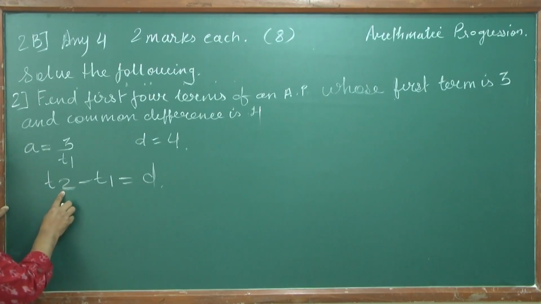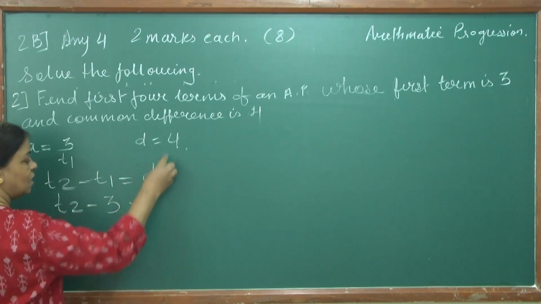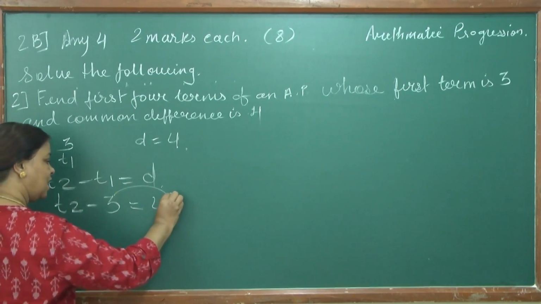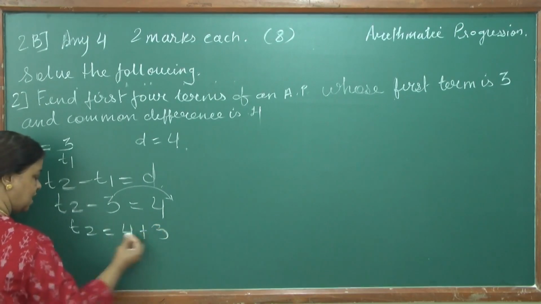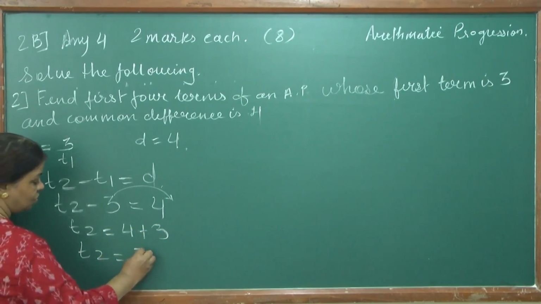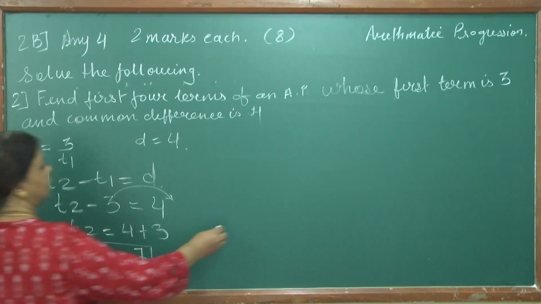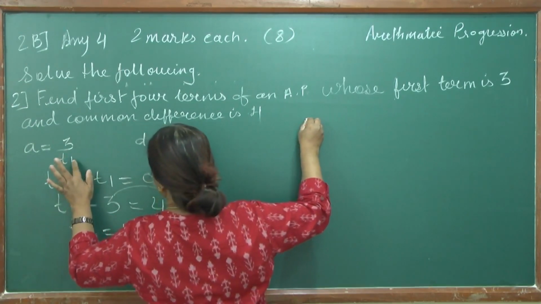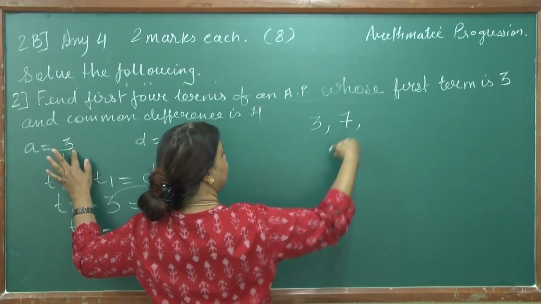I am getting here T2. So T2 minus T1, which is 3, and D is how much? 4. Minus 3 will come here. So T2 is equal to 4 plus 3. So the second term is equal to 7. We got the second term. So let me write here: the first term is given as 3, so the second term is 7.